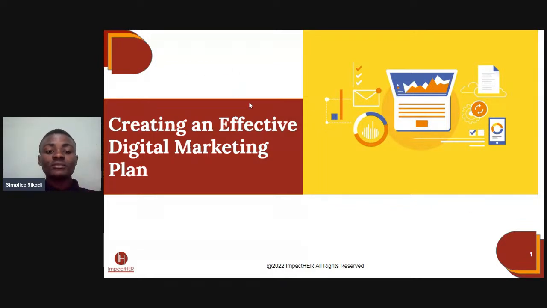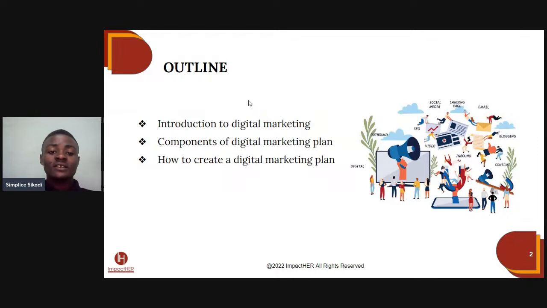So we're going to be looking at three things: an introduction to digital marketing, the components of a digital marketing plan, meaning the things you should consider when creating your plan, and lastly, how to create an effective digital marketing plan. Those are the three we're going to be looking at.